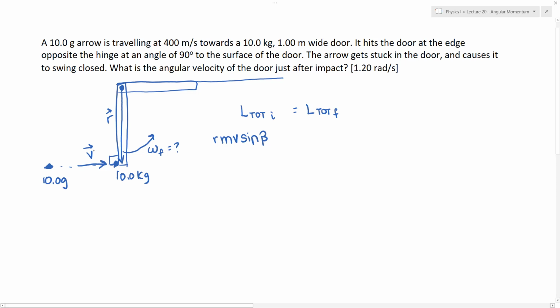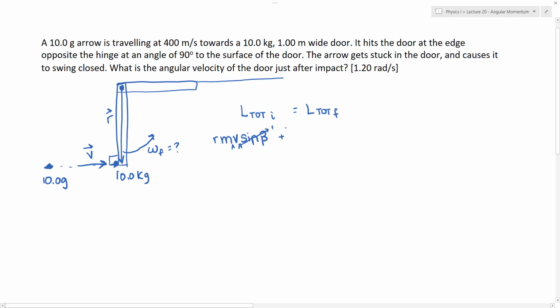So the angle between the r vector and the v vector is 90 degrees. So this beta is 90 degrees. Sine of 90 is 1. So this whole thing just becomes 1. So here we're talking about r of the door. So that's the width of the door. m is referring to the mass of the arrow, and v is the velocity of the arrow. Okay, so we just did the angular momentum for the arrow.